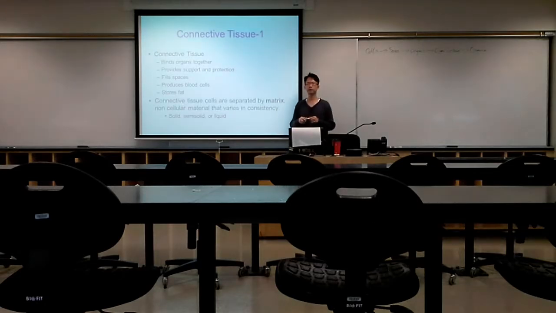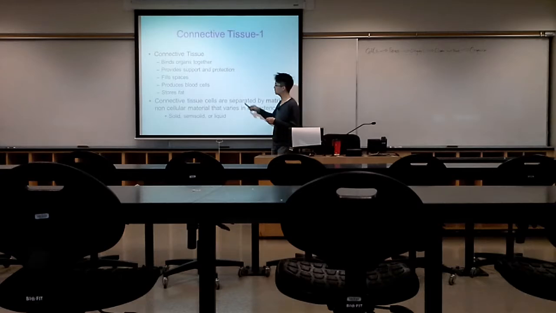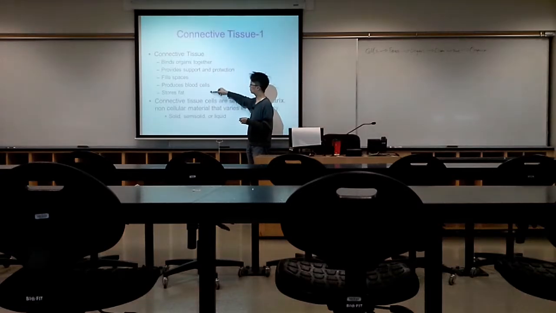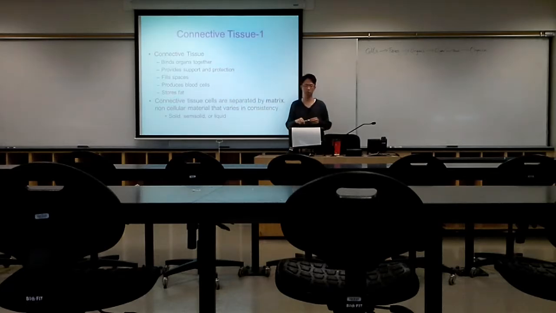Now we finished the epithelial cell, so it's good. We finished one quarter of the tissues. The next one we talk about is the connective tissues. So these are the functions of connective tissue. You also need to know them. Bind the organs together, provide support and protection, fill spaces, produce blood cells, and store fat. Yes, we classify blood as a connective tissue. We will tell you later why.